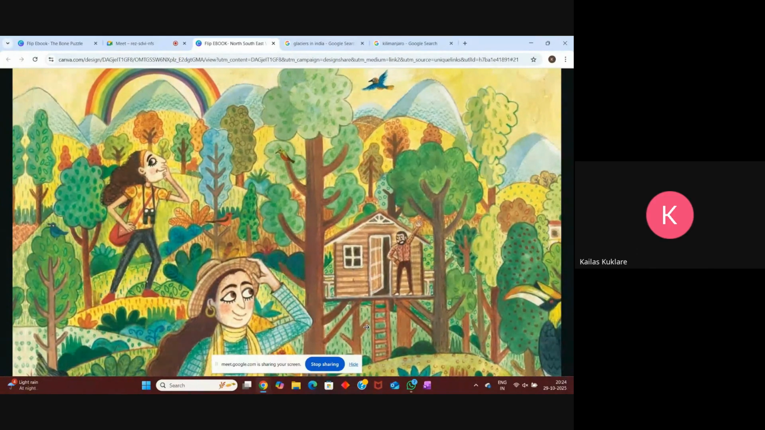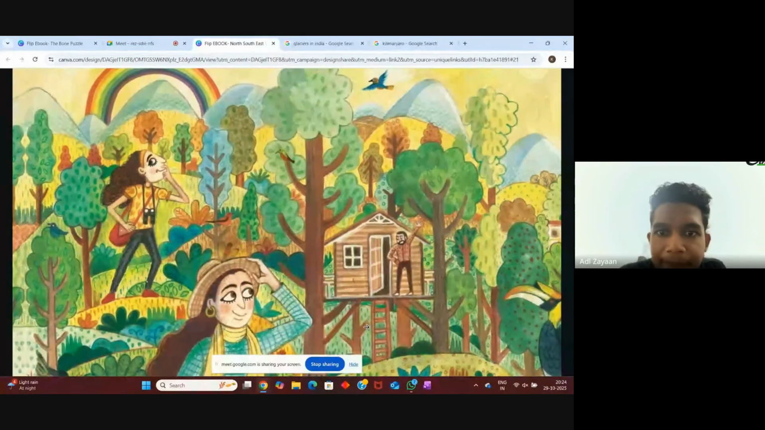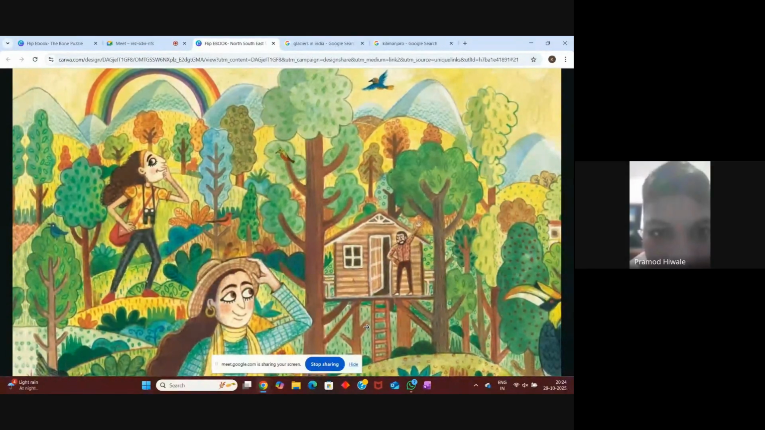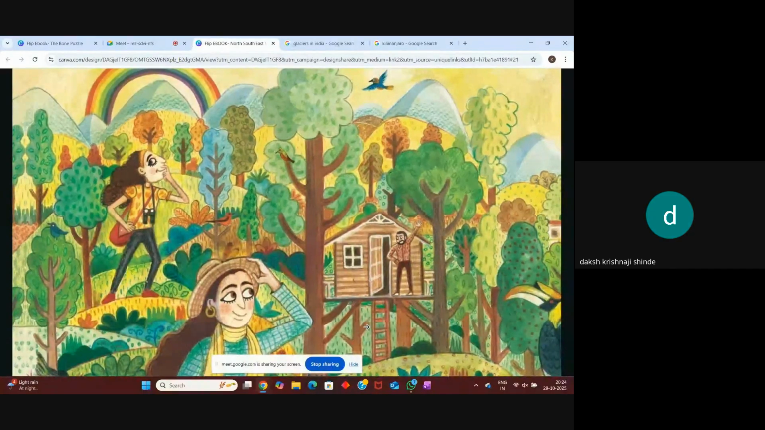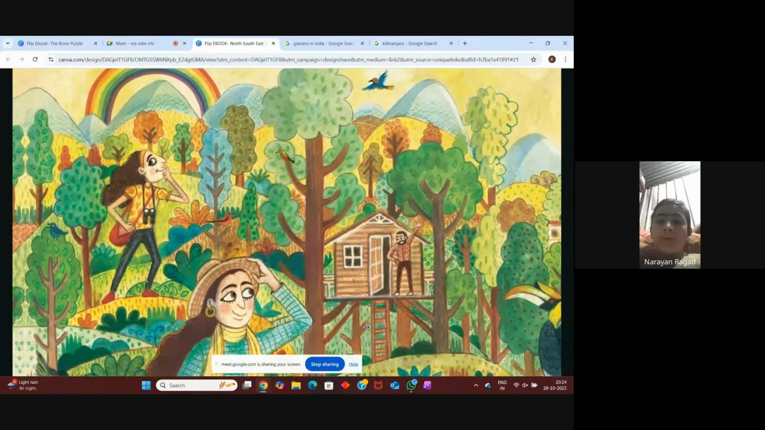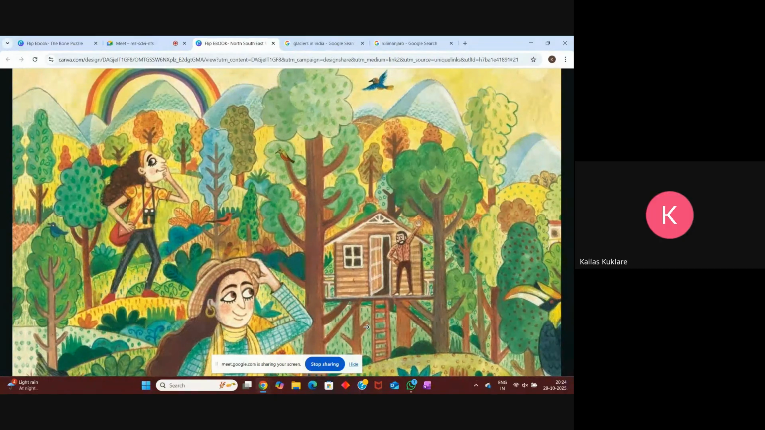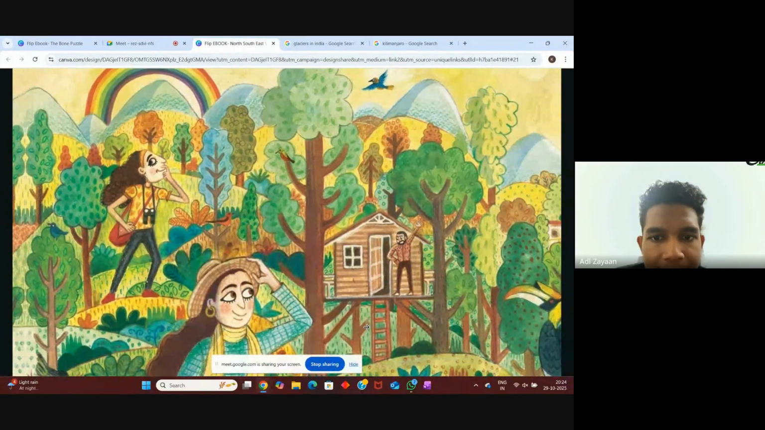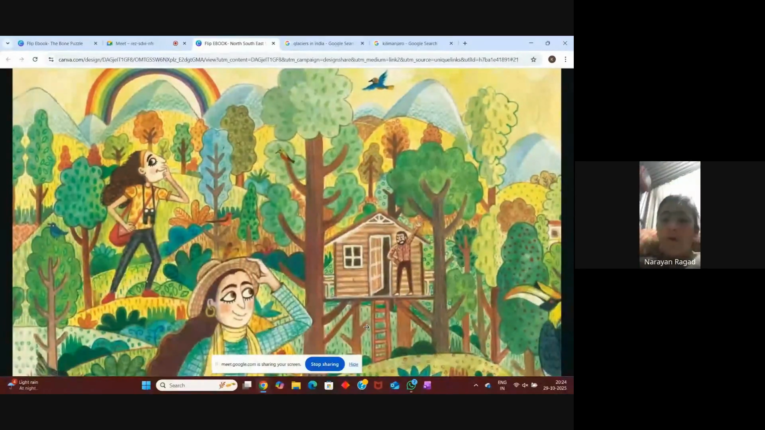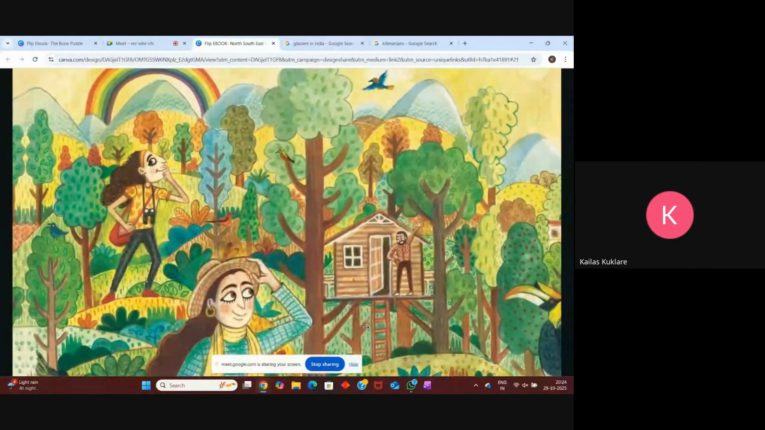Birds are there. One bird is flying. Birds are flying, and long trees. One bird is not on the tree. Birds, mountain, rainbow, and cloud. There are some mountains. Where is Shana's father? He's in the tree house.